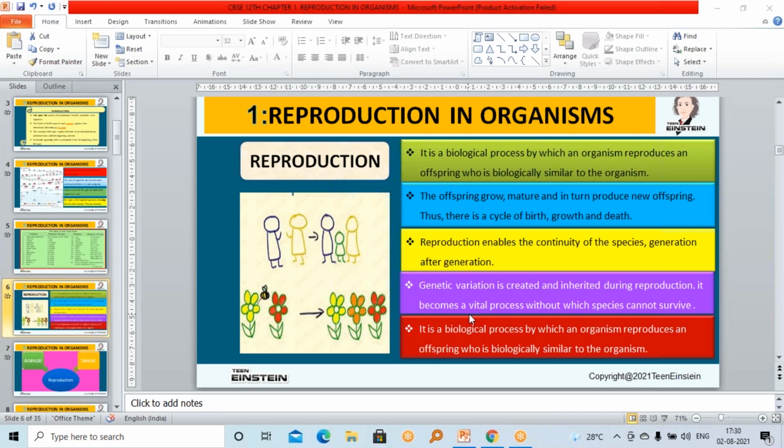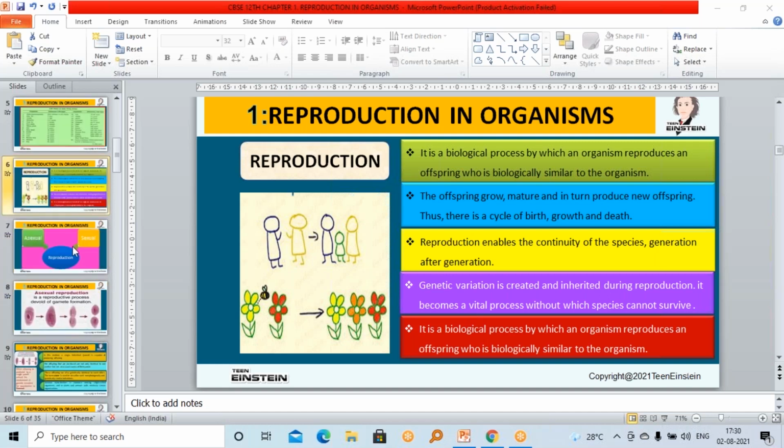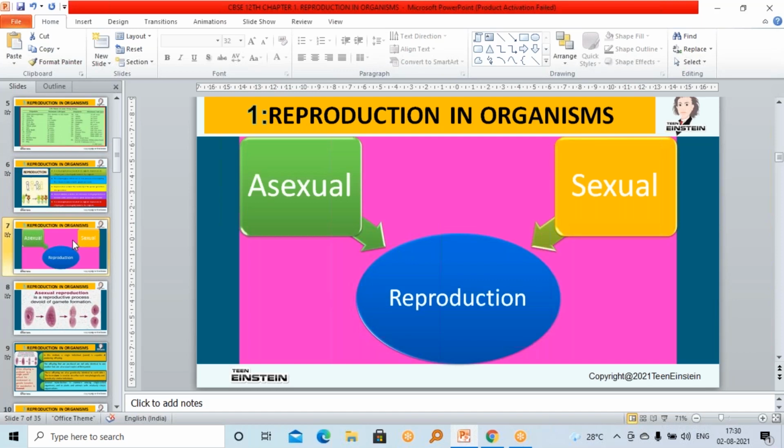So during reproduction, genetic variations are created. Without reproduction, a species or an organism cannot survive or exist. So this reproduction is a biological process, and in this, an organism produces an offspring, and this produced offspring will have biological similarity with the parent organism. Got it?